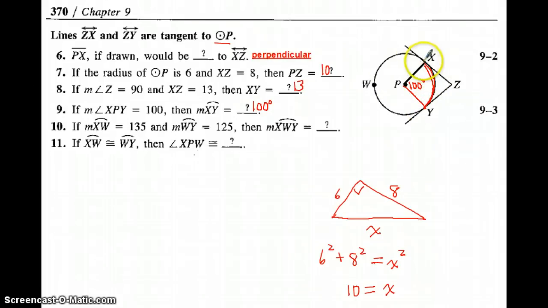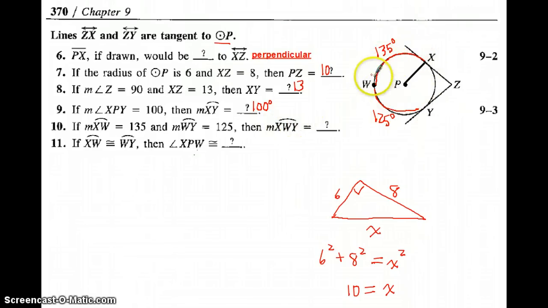It starts to get double and half and weird stuff when the vertex is somewhere like W or on the circle. Okay, if the arc from X to W, again, they keep changing their mind about what the measurements of these circles are. If the measurement of arc XW is 135, so if this is a 135 degree arc, again, that'd be like saying that angle WPX would be 135. And the arc from W to Y, this arc is 125. Then what's the arc from X to W to Y?